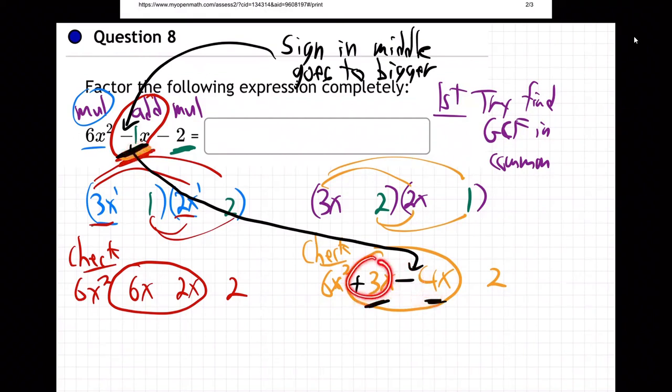If you gain $3 and then lose 4, you lost 1 on your stock or whatever, right? Up 3, down 4. The running back gains 3 yards in the first play, loses 4 in the next. They've lost 1 yard overall, right? You with me? Sign in the middle has to go to the bigger number.